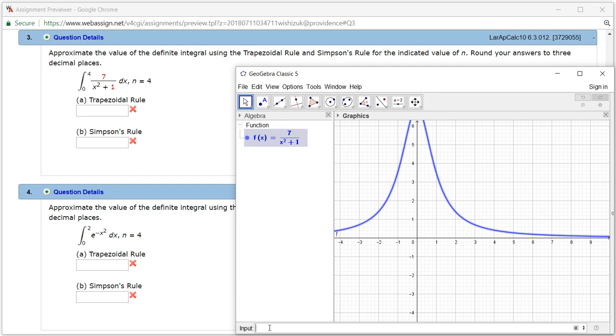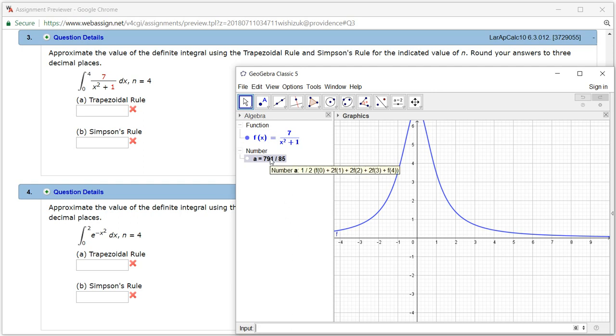For the trapezoid rule, you start with 1/2, and then delta x, which is 1, so it's multiplied by 1, which doesn't really do anything. Then you have f of something, plus 2 times f of something, plus 2 times f of something, plus 2 times f of something, plus f of something here. You start with 0 and end with 4. Delta x is 1, so you add 1 each time: 0, 1, 2, 3, 4. If you hit enter, I get that value.